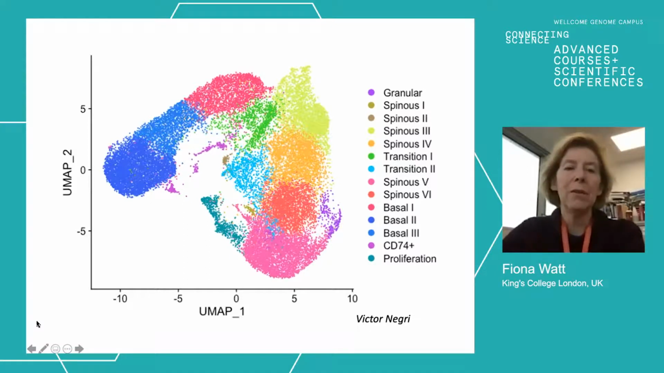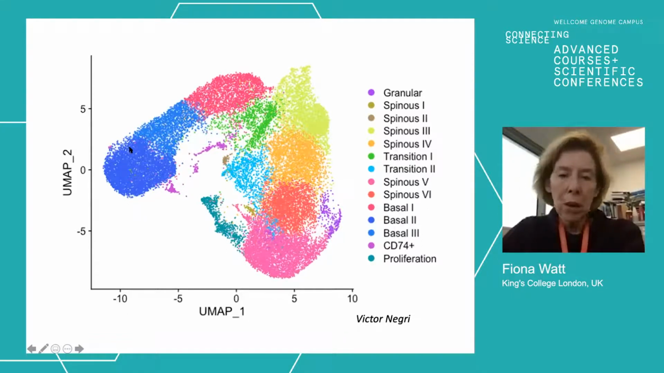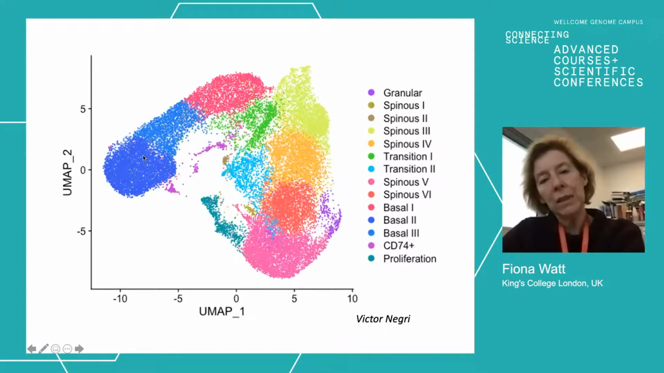For example, keratin 14 is expressed in the basal layer, and in healthy epidermis, keratin 10 is expressed above the basal layer. So just looking at this plot, you can see that already in the UMAP plot, we predict the existence of 3 distinct populations of basal cells. You can see also that we can pull out different populations of cells in the spinous layers.